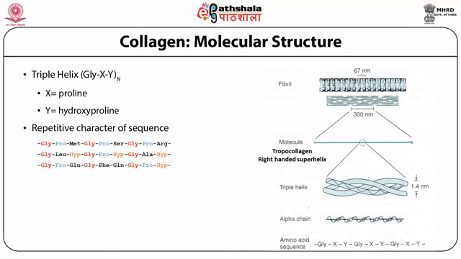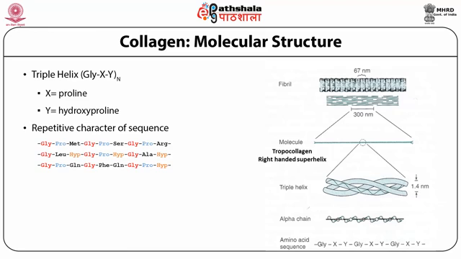Another thing is that now if you look at this glycine-X-Y, this is the amino acid sequence, and this eventually forms this alpha chain, or a polypeptide chain. Now three polypeptide chains form a bundle, and it forms a super helix, or a triple helix, and this triple helix is actually known as tropocollagen. And mind it that one alpha chain is actually left-handed in the case of collagen, but when it forms a triple helix, the overall chirality of the super helix is right-handed.